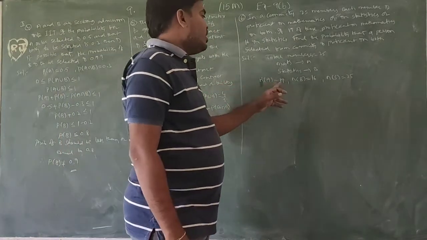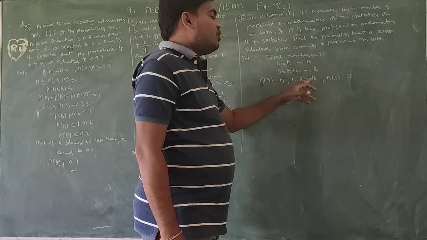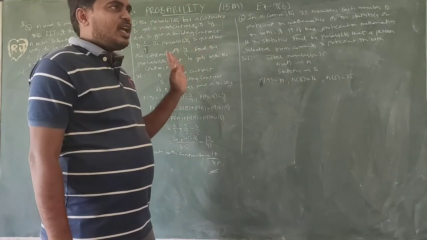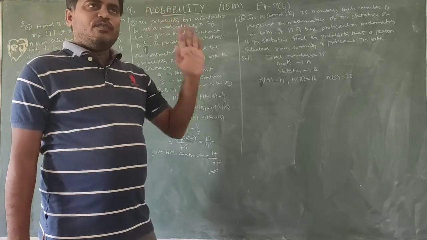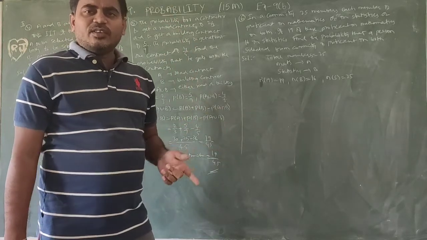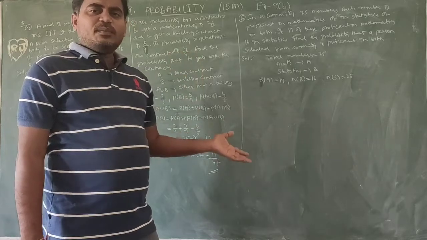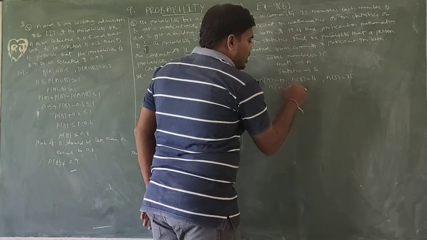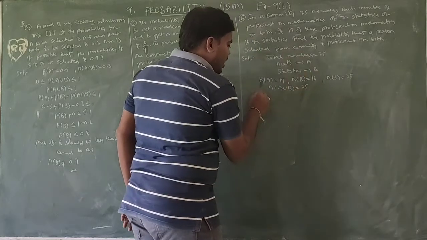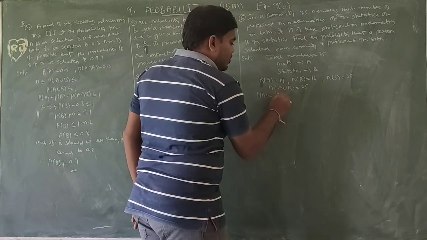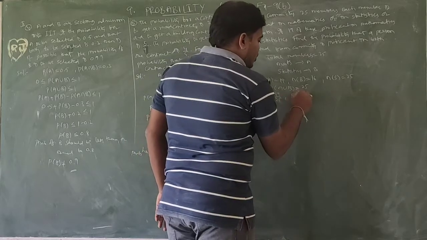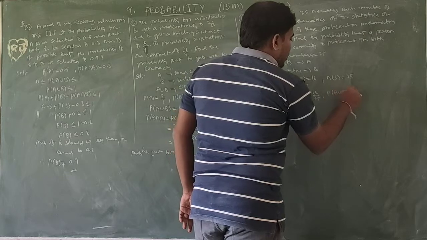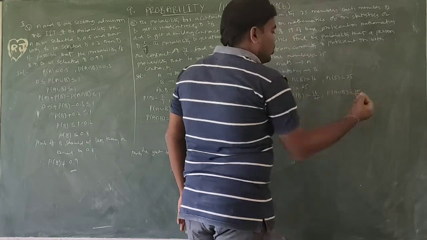Out of this 25, proficient in mathematics 19, proficient in statistics 16. Each member is proficient in either, which means these 25 members are proficient in mathematics or in statistics. So N of A union B equal to 25. P of A equal to 19 by 25, P of B equal to 16 by 25, P of A union B equal to 25 by 25 equal to 1.